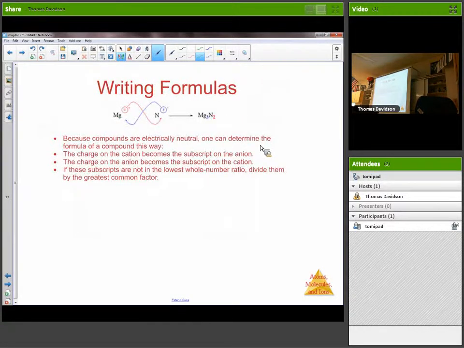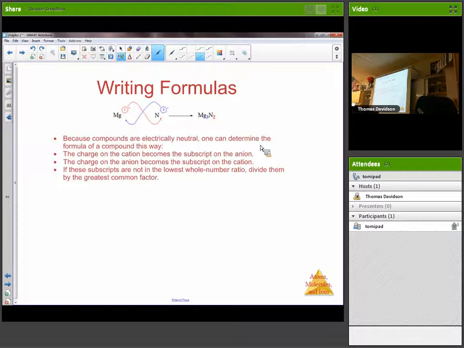All right, now this is where we really get to write formulas, and it's very simple for ionic compounds. Because compounds are electrically neutral, one can determine the formula of the compound this way. The charge of the cation becomes the subscript of the anion. The charge of the anion becomes the subscript of the cation. If these subscripts are not in lowest whole number ratios, divide them by the greatest common factor.